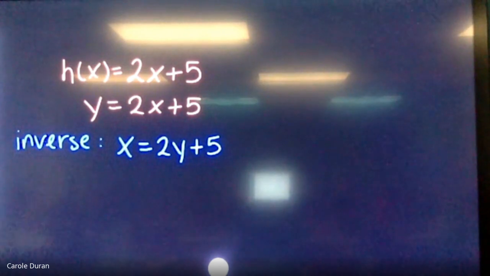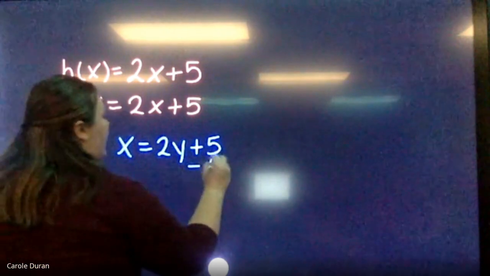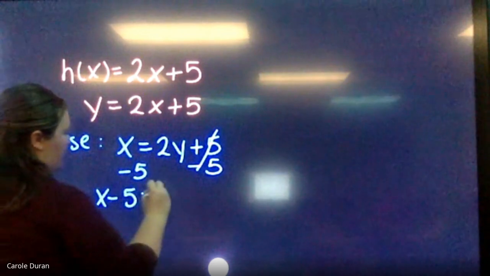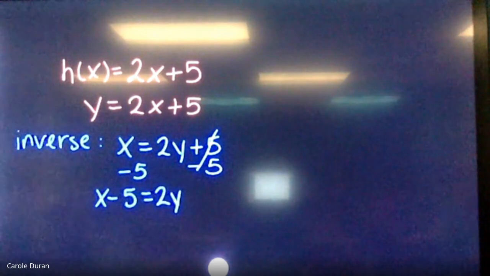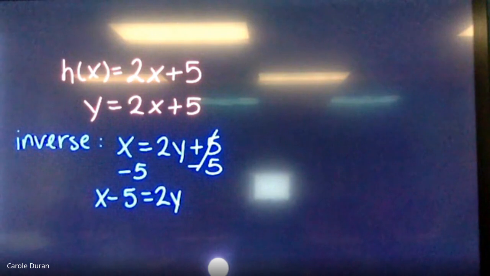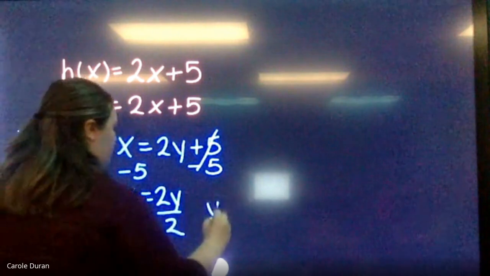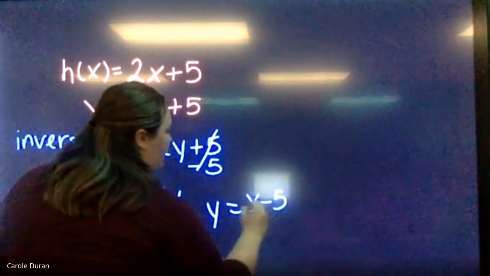So Madison, what's the first thing I'm going to have to move? The 5. So how do I move it around? Subtract it from both sides. Good. So that means I end up with x minus 5 equals 2y. Carly, what do I do next? Divide everything by 2. And I'm left with y equals x minus 5 over 2.